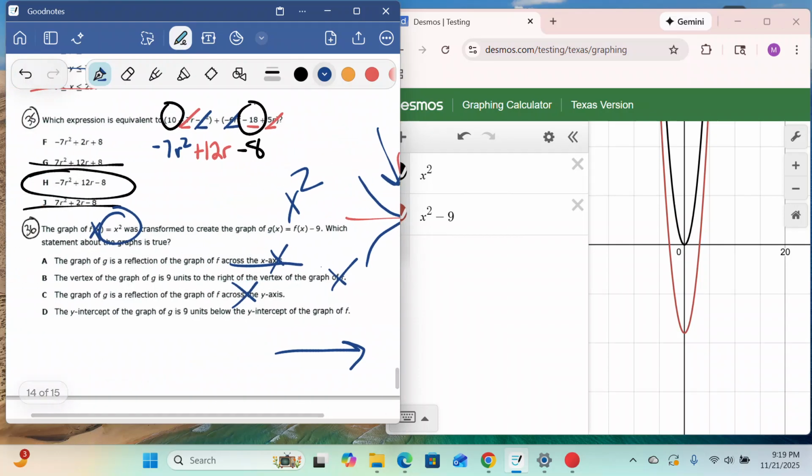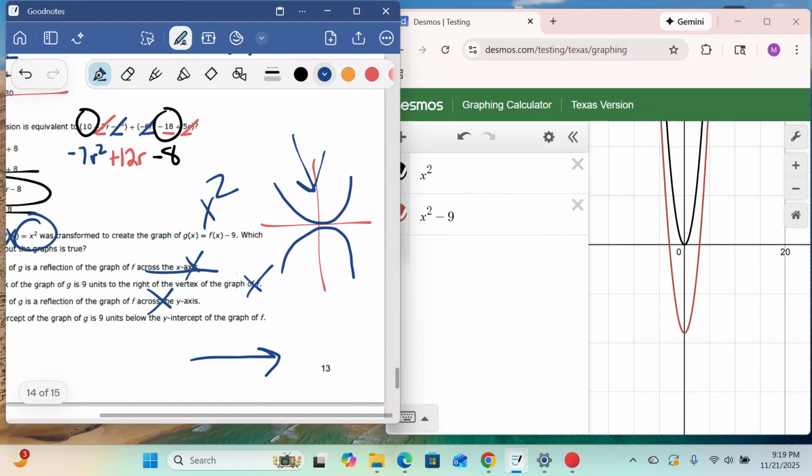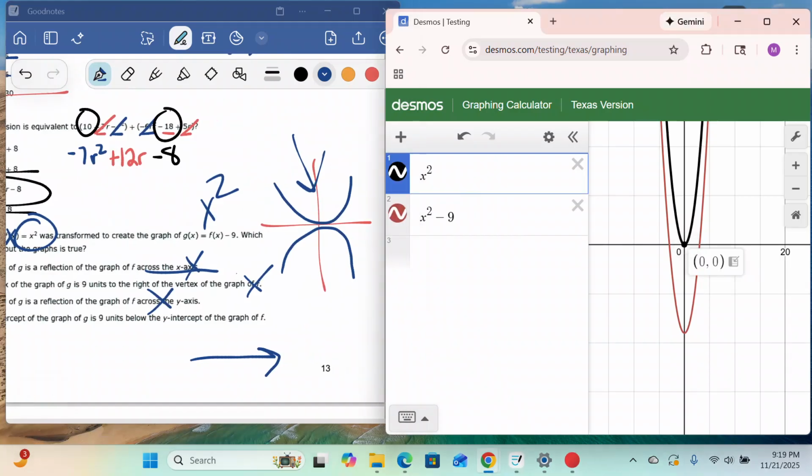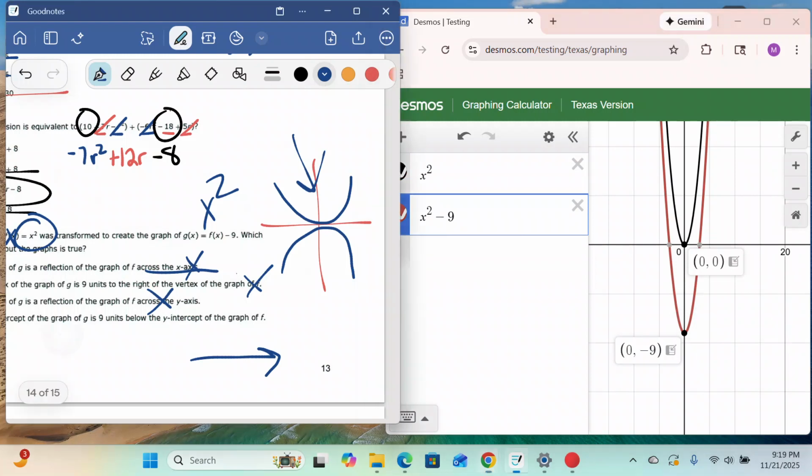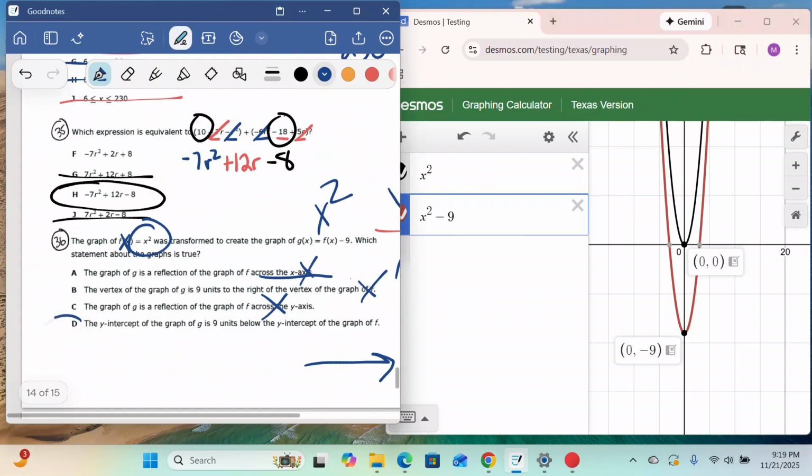The y-intercept of the graph of G is 9 units below the y-intercept of F. So here's my y-intercept. It's also my vertex, and they're saying it's 9 units below. That is correct, and the answer choice is D.